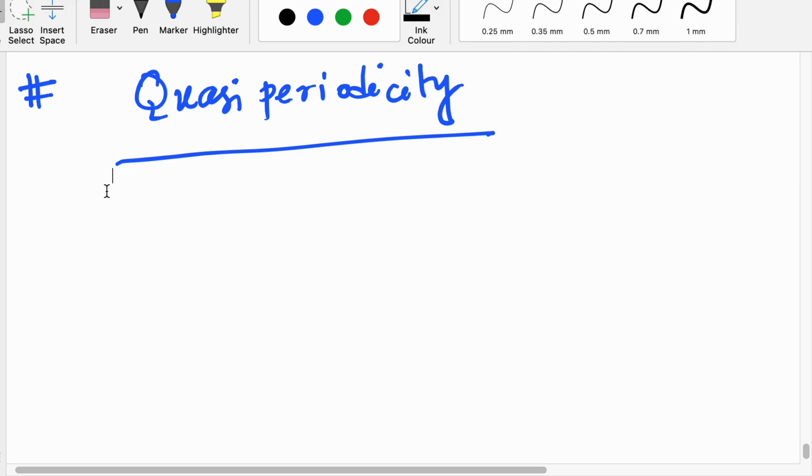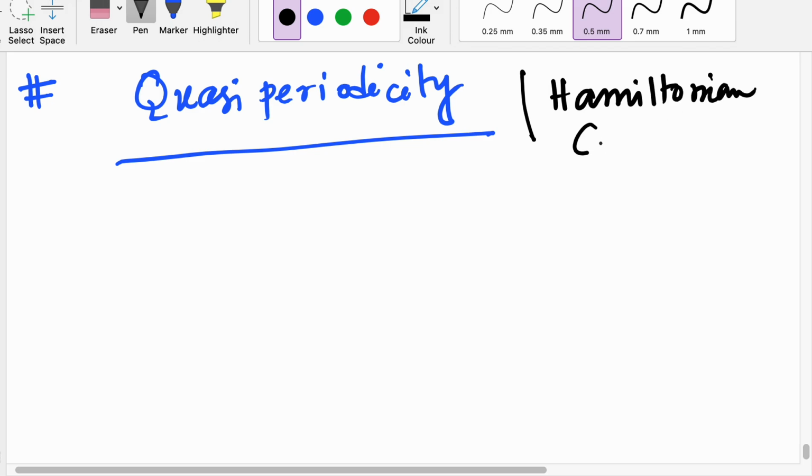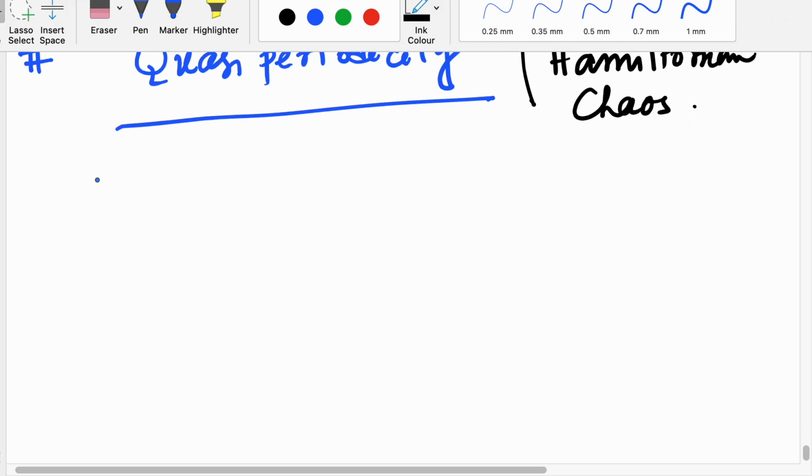I only introduce quasi-periodicity because it will appear if you go through a part of physics which is called classical physics. There is a thing called Hamiltonian chaos. There you will see that this quasi-periodicity appears much more organically than here, because here I just want to show you that there exists something other than periodicity which looks like chaos but it's not, which shares some properties.